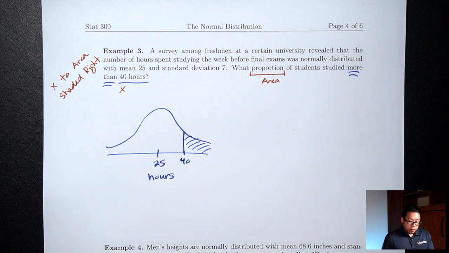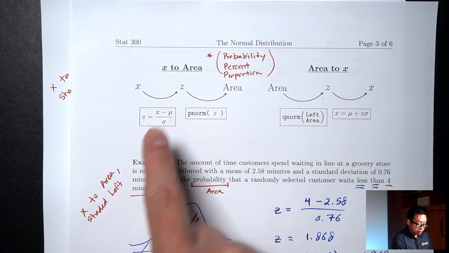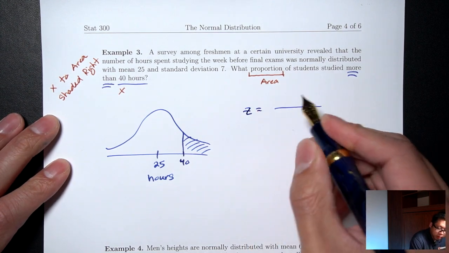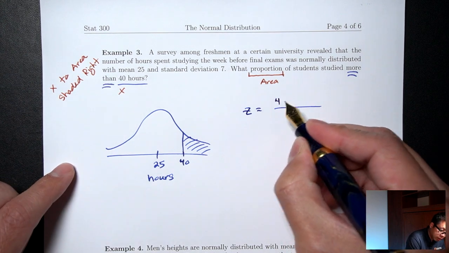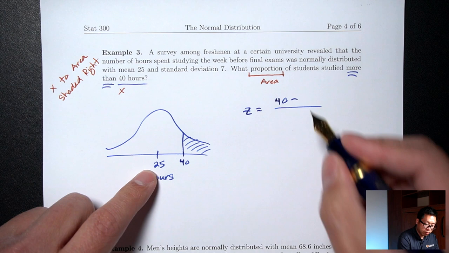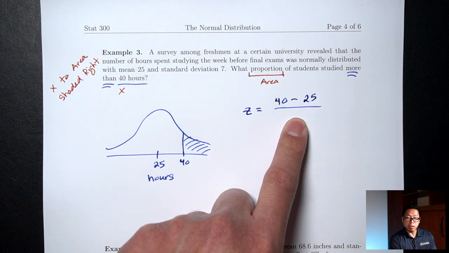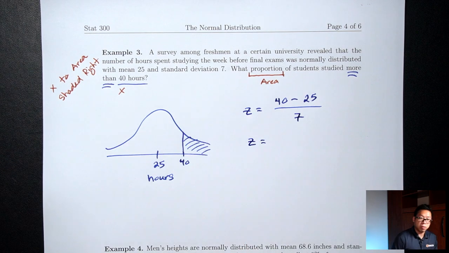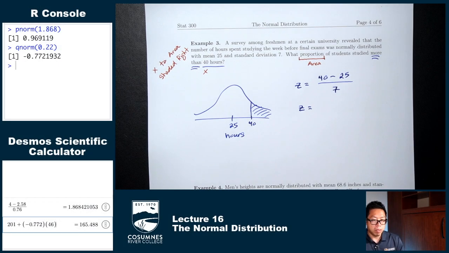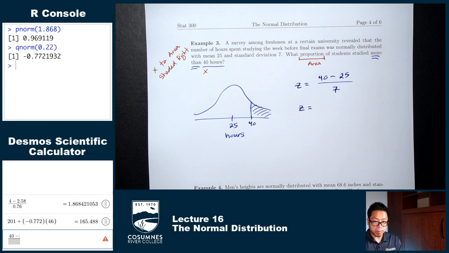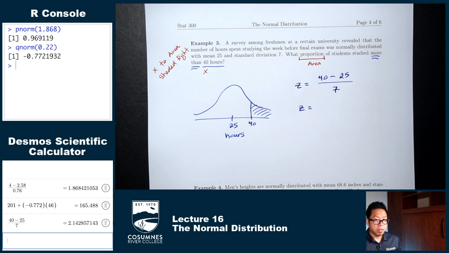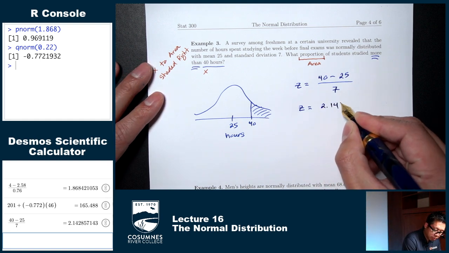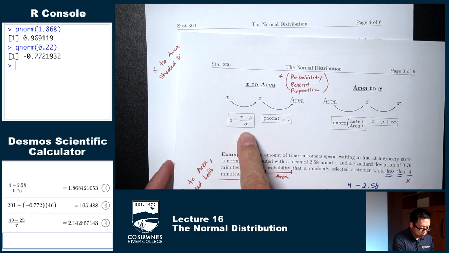X to area, first thing we need to do is go from x to z using the z-score formula. Our x was the 40, minus the mean, here 25. On the bottom is the standard deviation, which in this case was 7. Going through the calculator, up top 40 minus 25, on the bottom 7. Rounded to three decimal places, this is 2.143. So we just did the z-score formula to go from x to z.